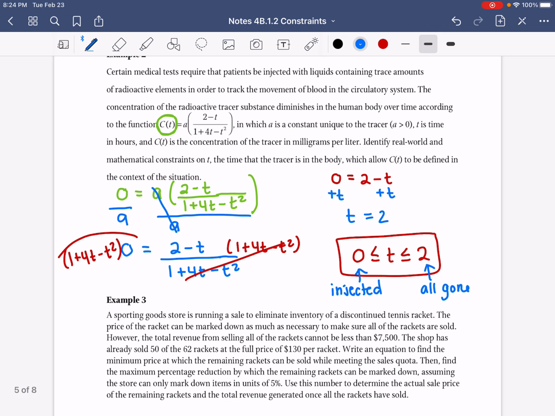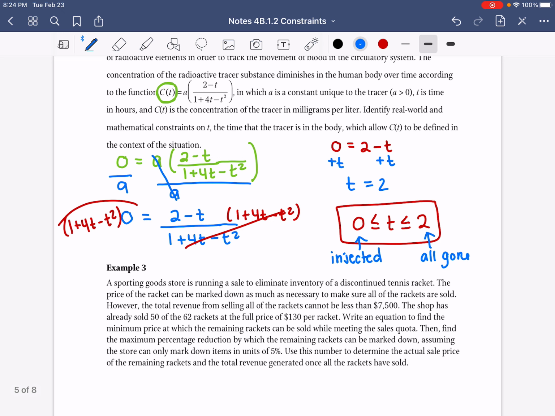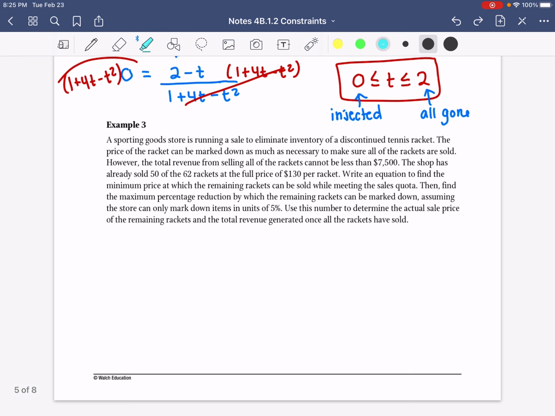Okay, so your real world constraints are that time has to be positive and all of the concentration is gone after 2 hours. So if you want to figure out how much is in the body, it has to be between those 2 hours. All right, last example.